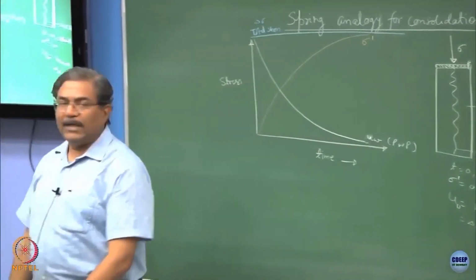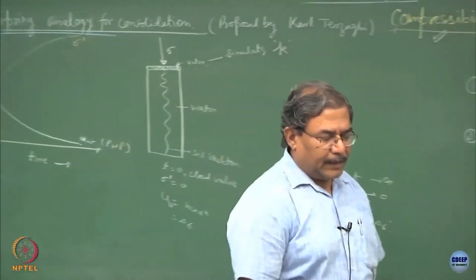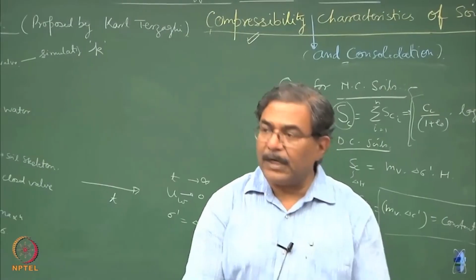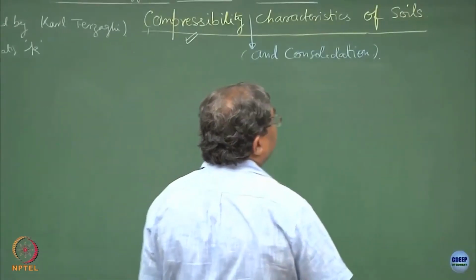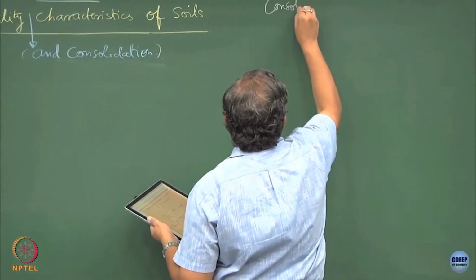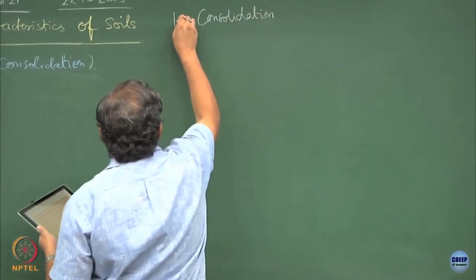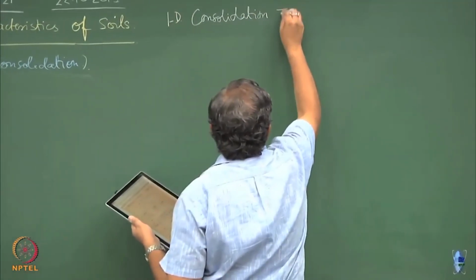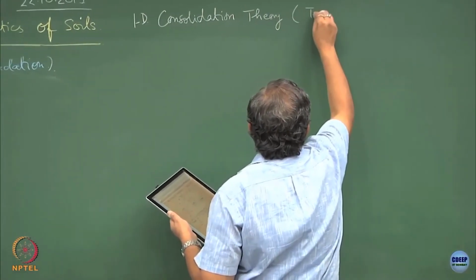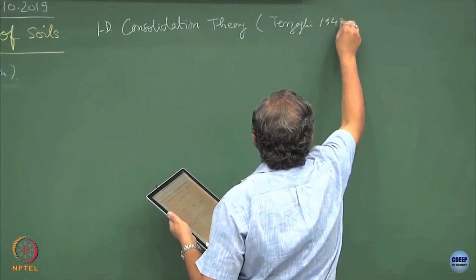Is this part okay? Now, this theory was given by Carl Terzaghi, and there are a few assumptions which I will write down so that you can understand better. So, Terzaghi's theory of consolidation. We should call it the one dimensional consolidation theory proposed by Terzaghi, 1943.